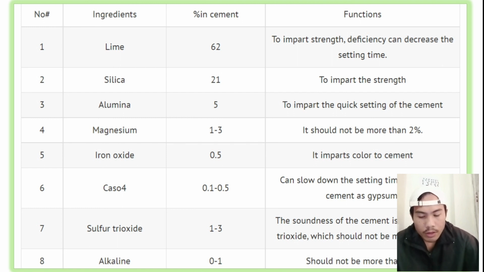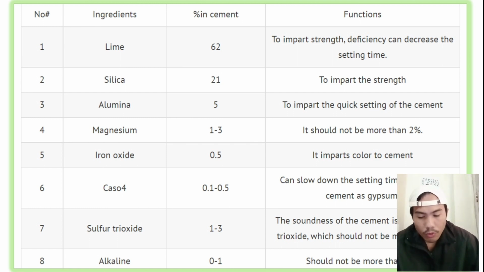Number 7, sulfur trioxide. Sulfur trioxide has 1 to 3% in cement. The function is the soundness of the cement, which is due to sulfur trioxide, which should not be more than 2%. So number 8, alkaline.